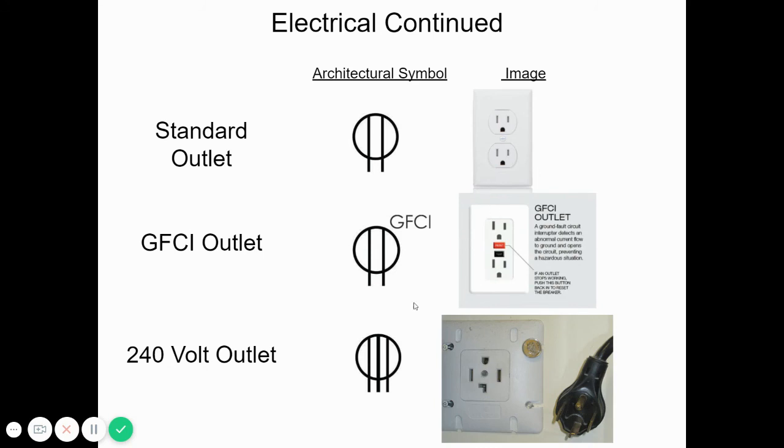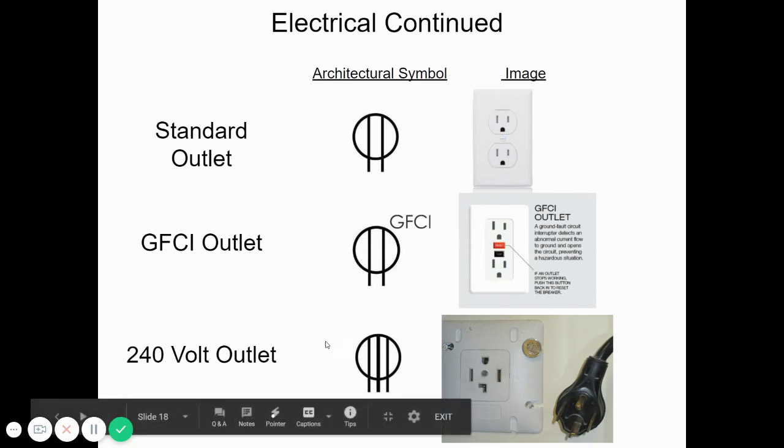Very important. Then the last outlet we've got here is called a 240 volt outlet. Volt is a measure of electricity, so that means it's putting out 240 volts of electricity. That's a big outlet. The symbol has 3 lines rather than 2. Sometimes you'll see the letters 240V beside it, but sometimes you won't. We just know that the 3 lines means 240 volt.